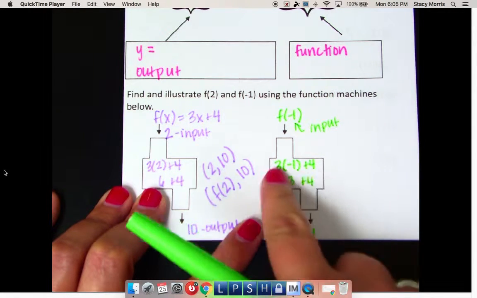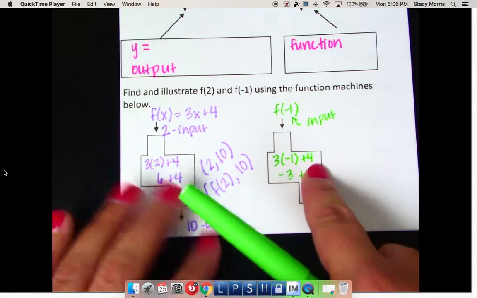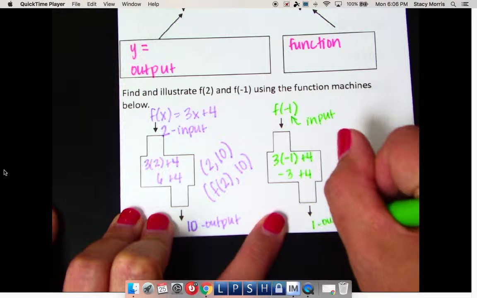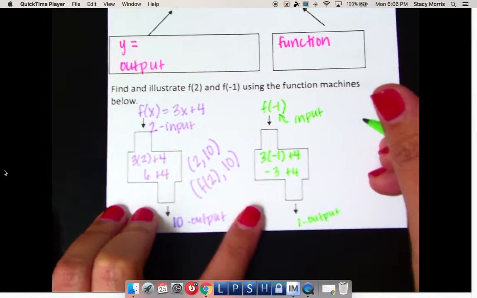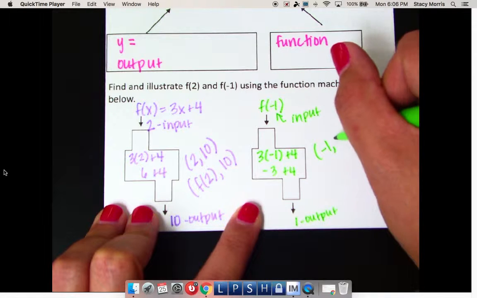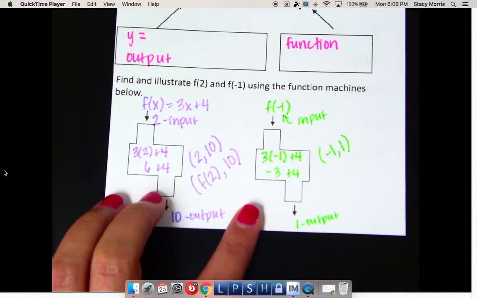So our input was a negative 1. This is where our function machine did the work, or we did the work essentially. And then we got an output of 1. So if I were writing that as an ordered pair, my input, which is the x, was negative 1. The output was positive 1.